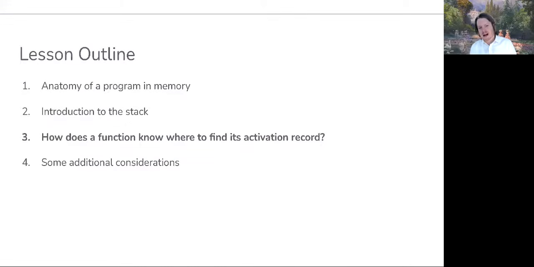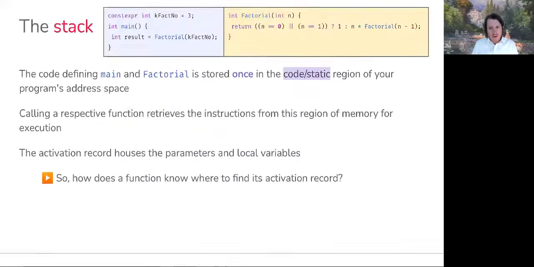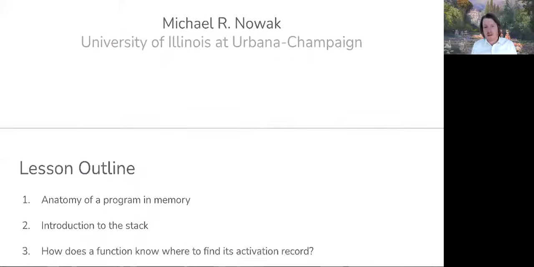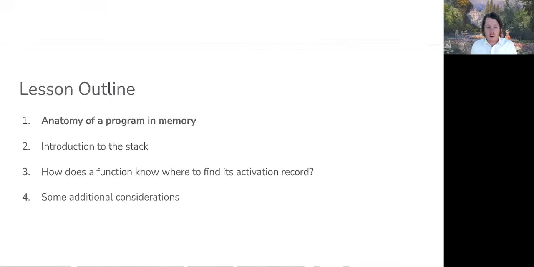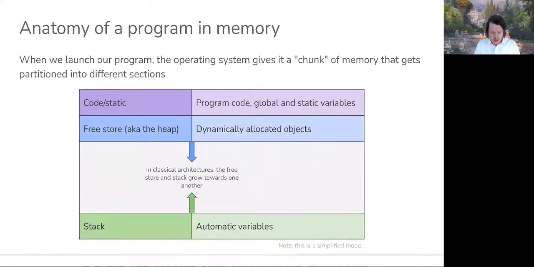Howdy and welcome back. So how does a function know where to find its activation record? What we're going to see here is that there's going to be this thing called a stack pointer, which is going to point to kind of where this line between the stack and empty space is. So this will point to the base of the stack. If we think about the stack as an array of activation records, the stack pointer is going to point to the activation record on top.